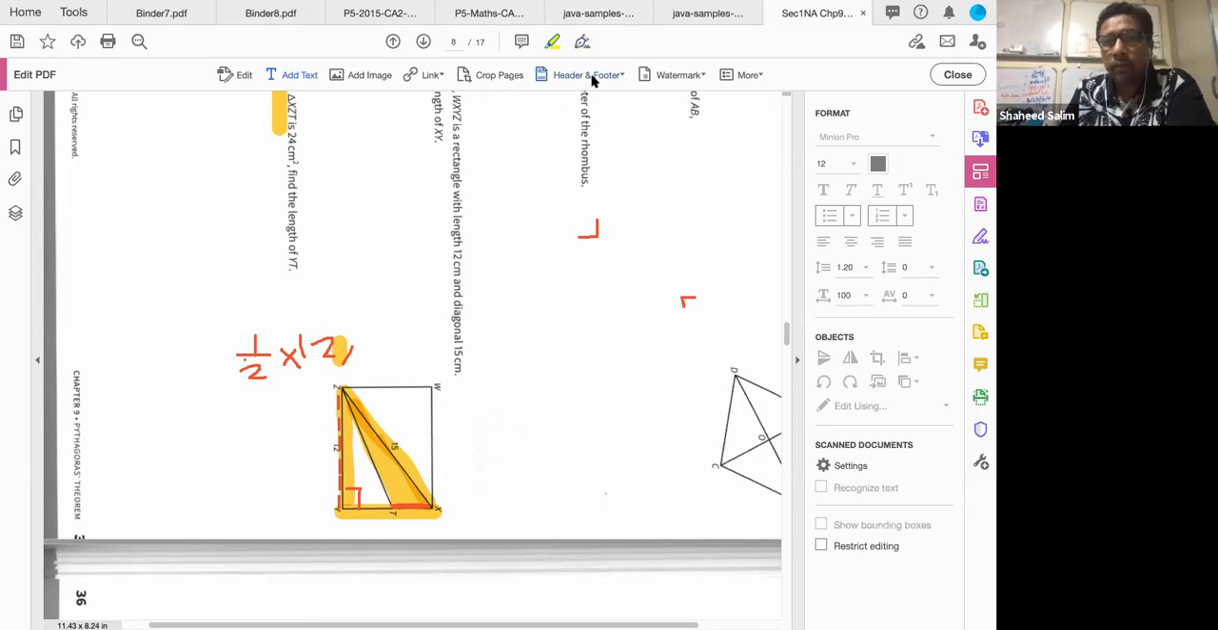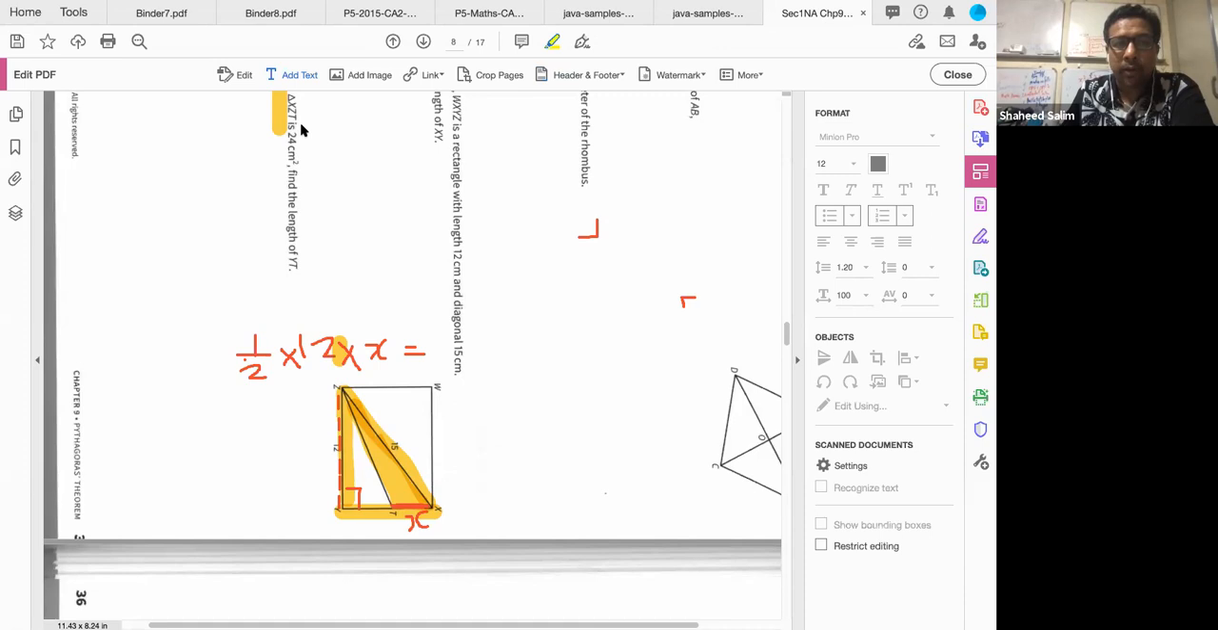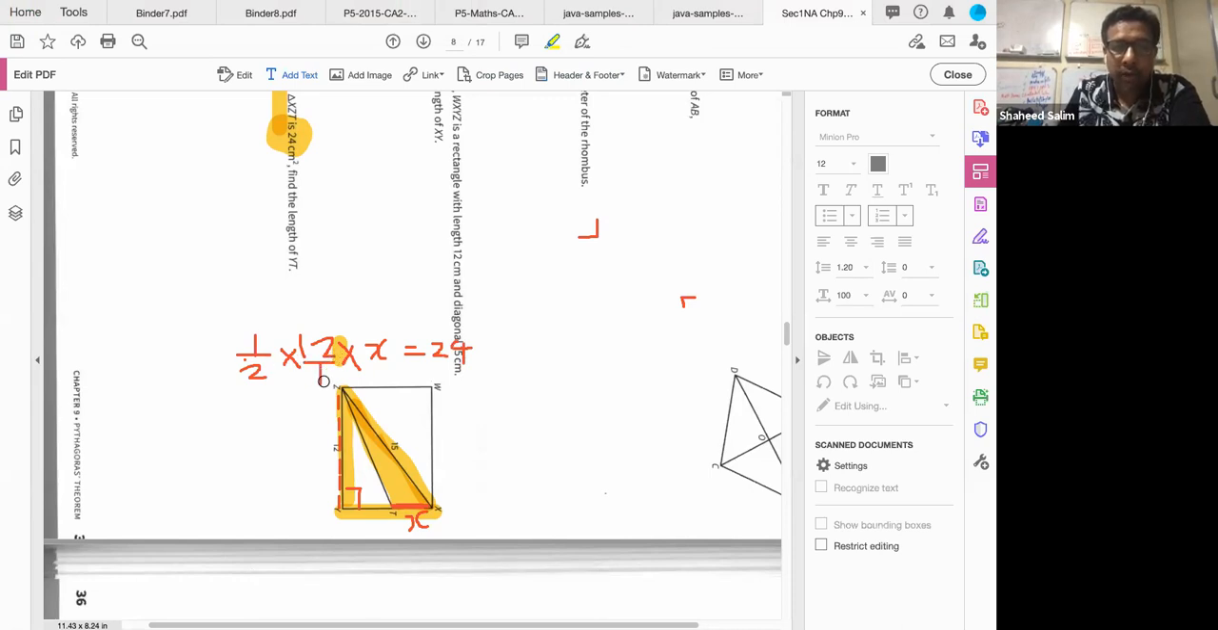Okay, ZT we call it X. We call this side X, and it equals 24. Why 24? They tell you down here, can you see this is 24? I know you might be having issues reading it upside down, but I'm just showing you so that you are very clear. So now, half of 12, you can reduce, right? 6, 1. So this is 6x. 6x equals 24. X equals 4. 24 divided by 6 is 4. So this is 4 cm.